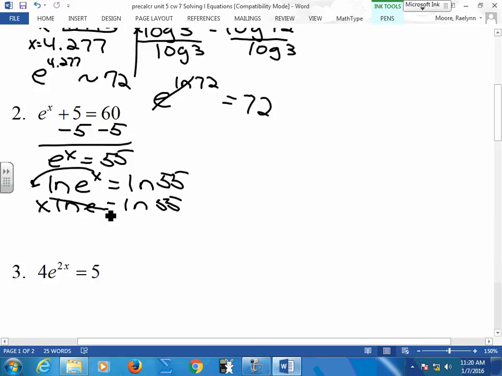Ready? A log doesn't work that way. We saw with the 2 and the 3 in there, we had to just divide by that. But an ln works nicely.